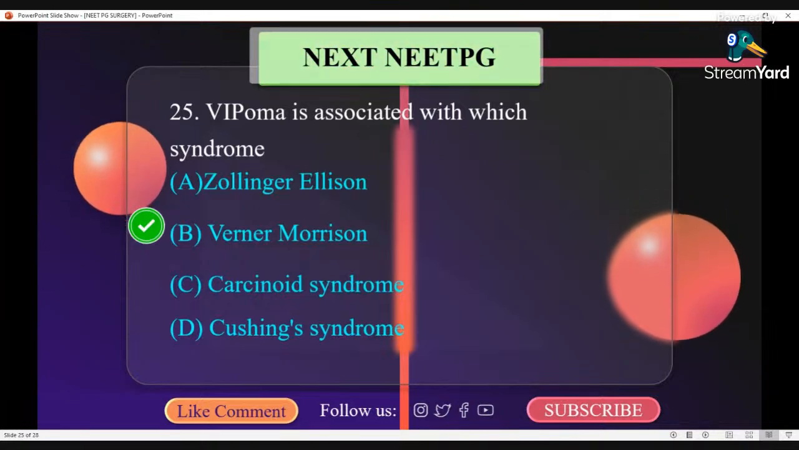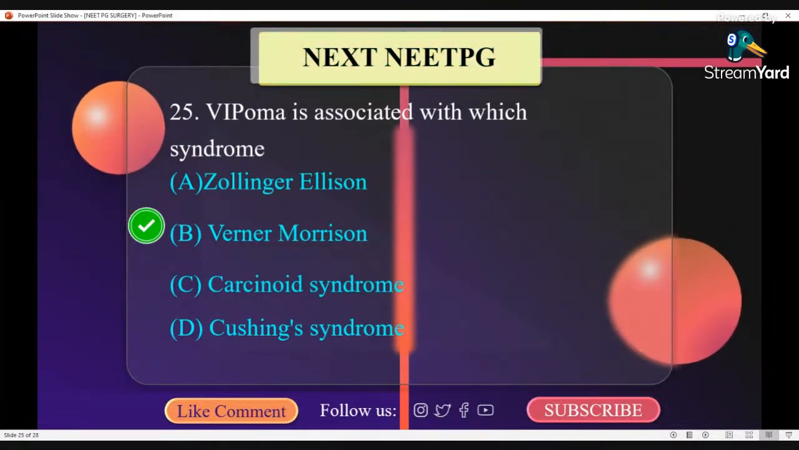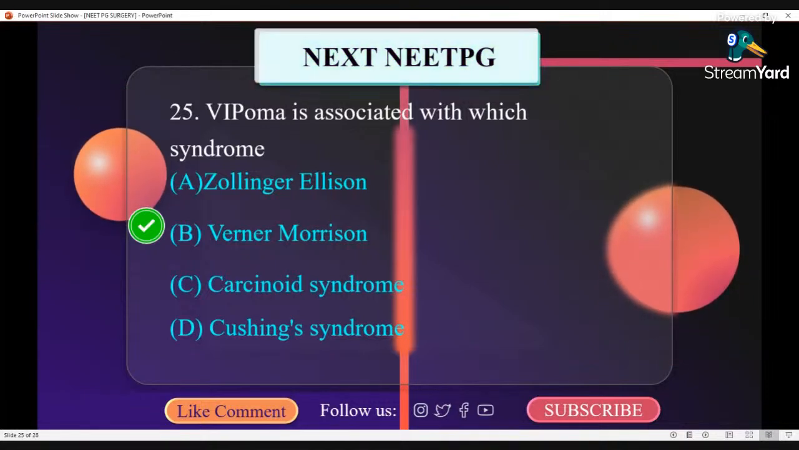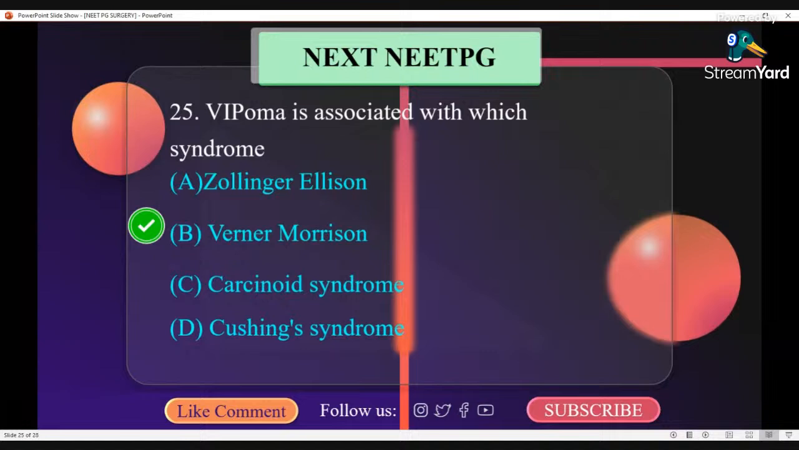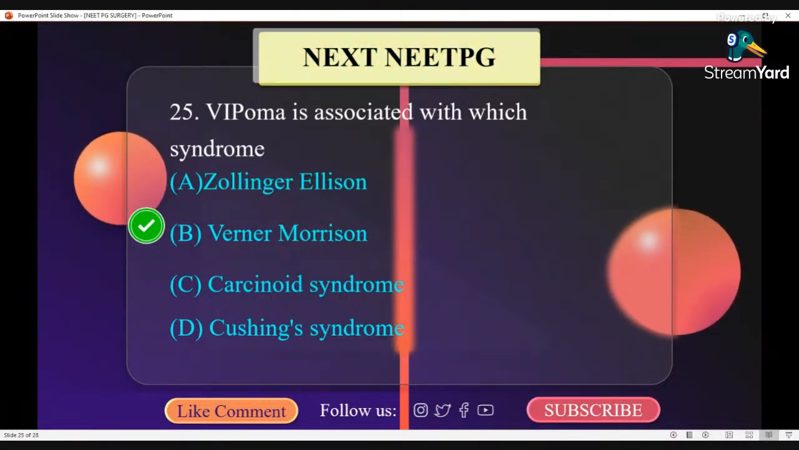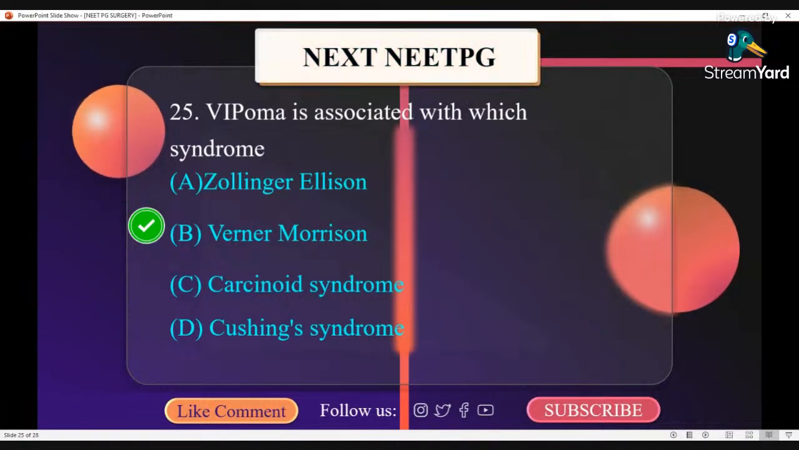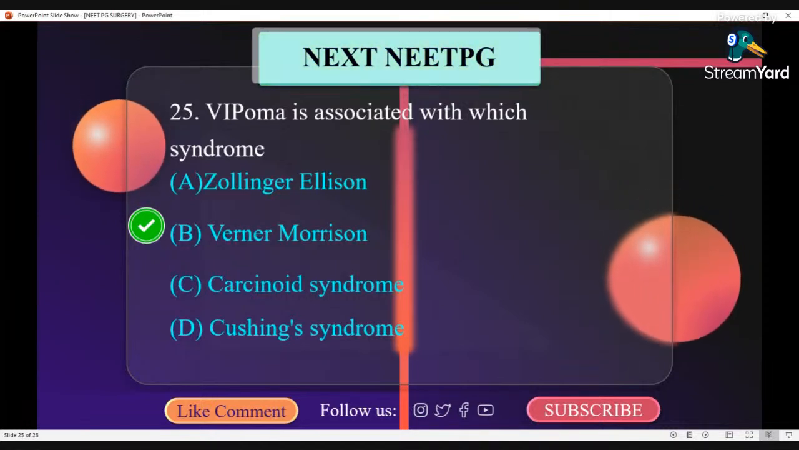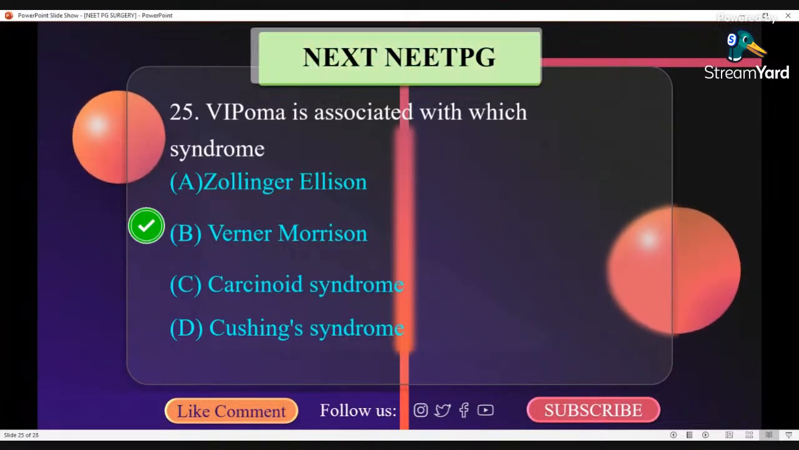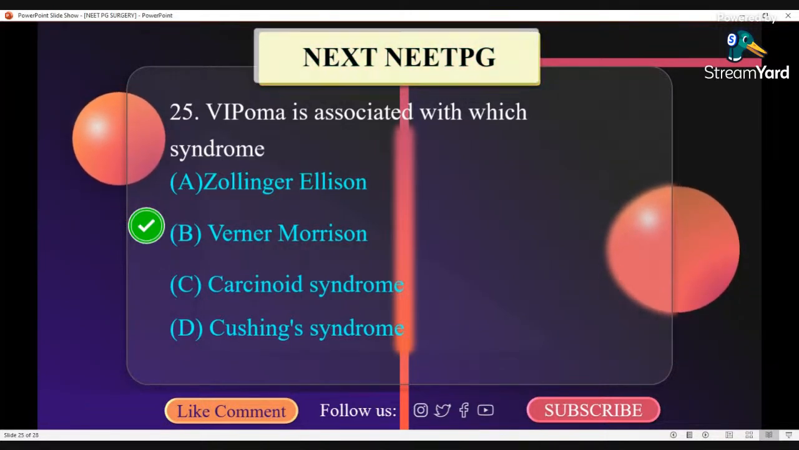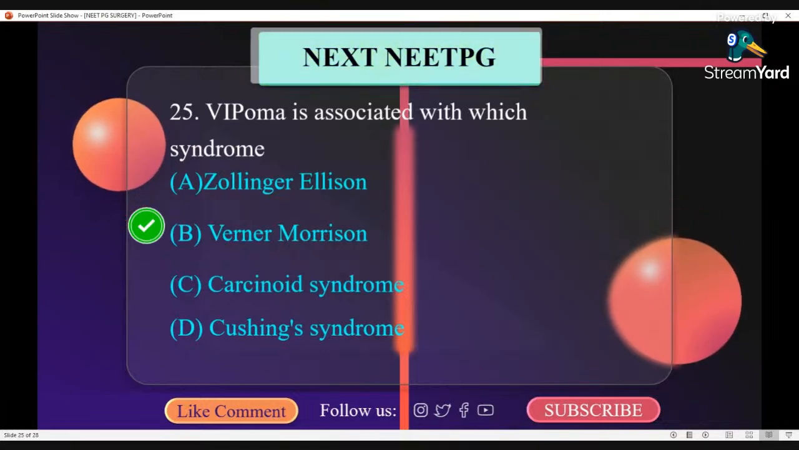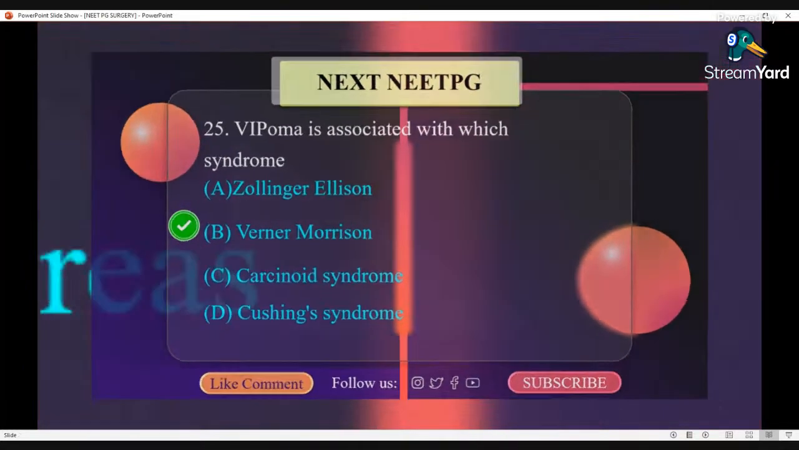It is also called pancreatic cholera and WDHA syndrome, for watery diarrhea, hypokalemia, and achlorhydria. The principal symptoms are large volume diarrhea, severe enough to cause hypokalemia and dehydration, and hypochlorhydria and flushing in adults. 80 to 90% of VIPomas are pancreatic in location, with the rest due to VIP secreting pheochromocytoma. So the correct answer here is B, Werner-Morrison syndrome.